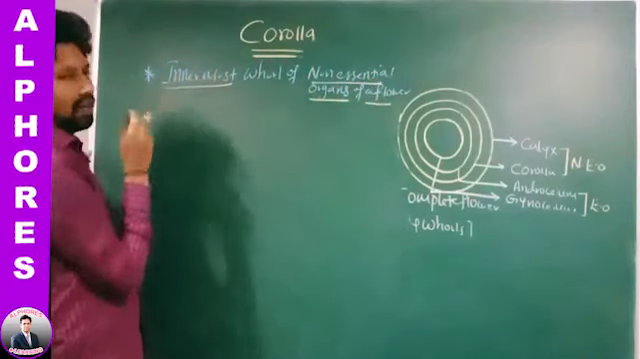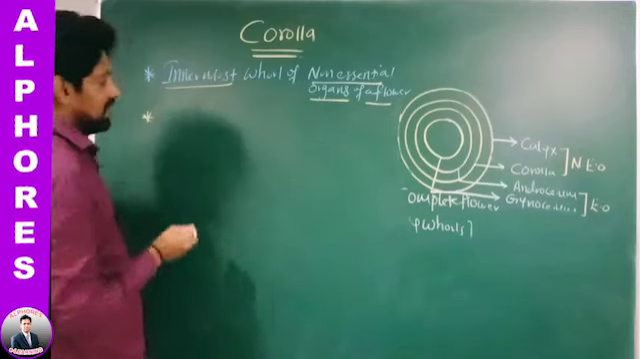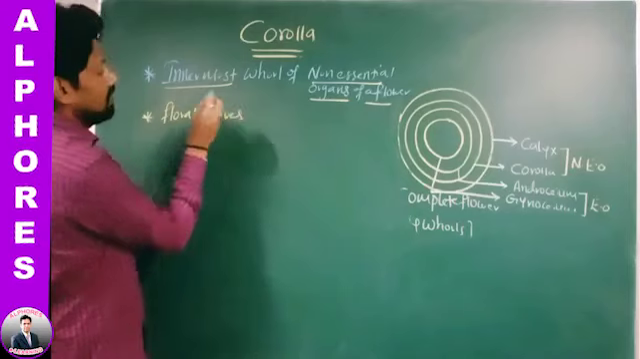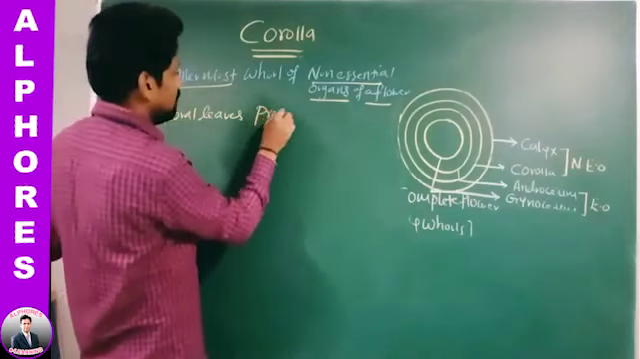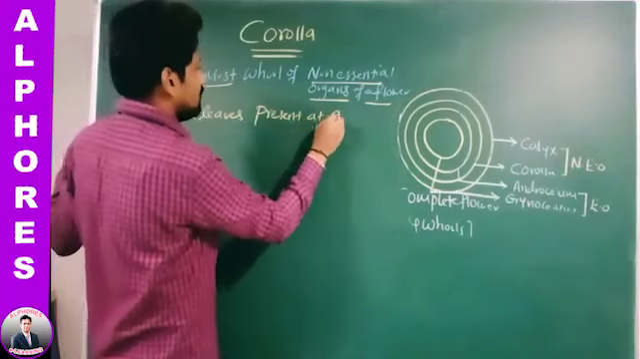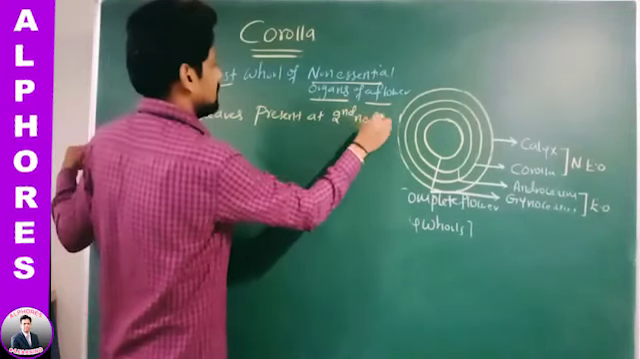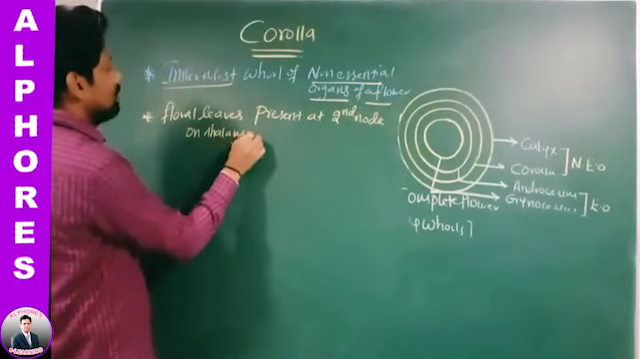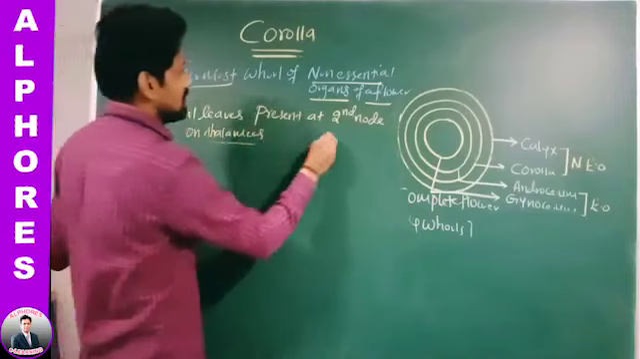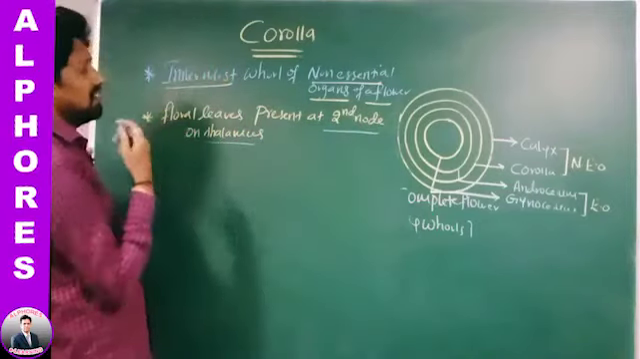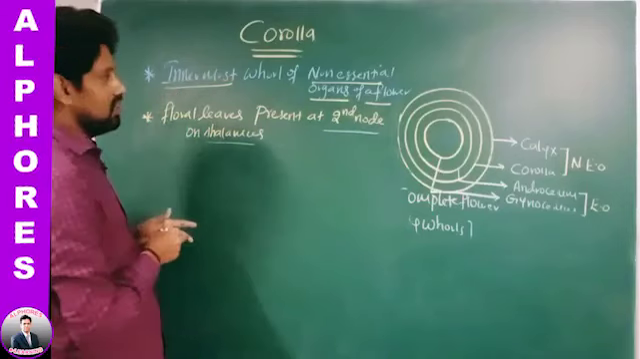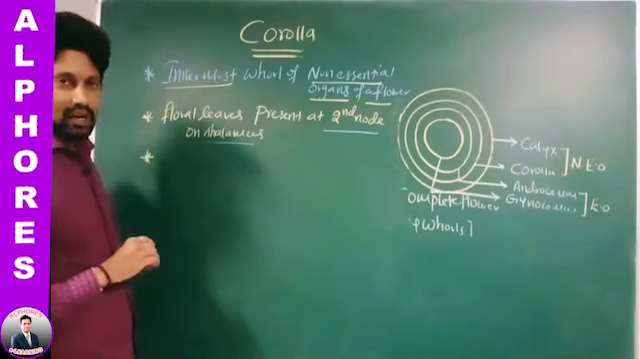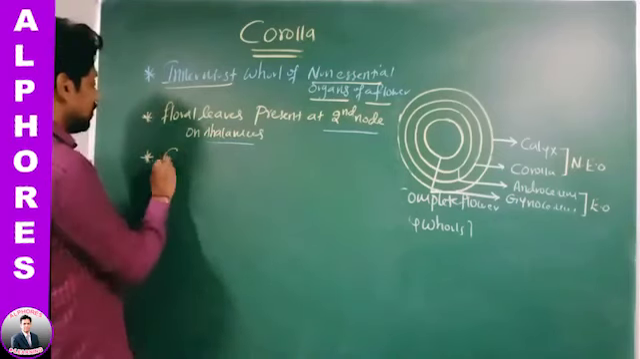At which node is this corolla present? I told you, the second node. Floral leaves are present at the second node, on the thalamus. Who is present at the second node? Corolla. How is this corolla? It is colorful, due to the presence of pigments.